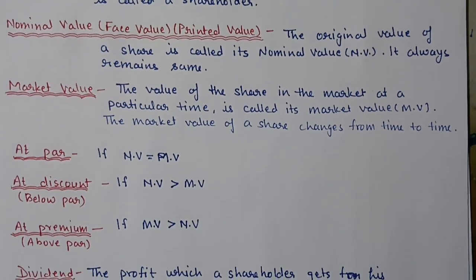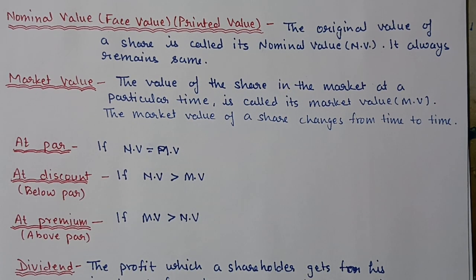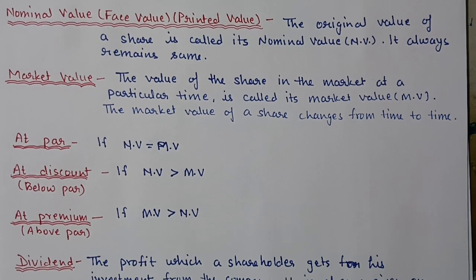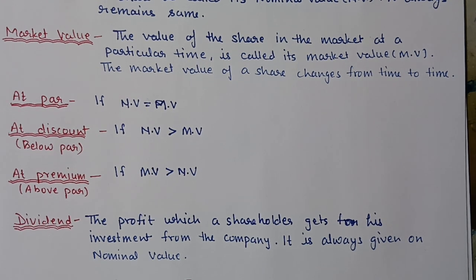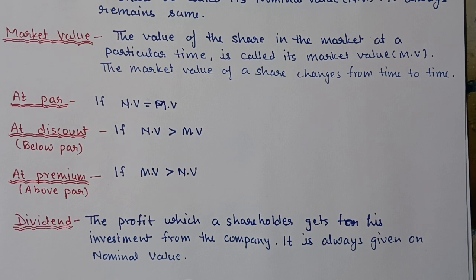Next, we have the terms at par, at discount or at premium. If the market value and nominal value are the same, then we will call the share at par. If the nominal value is more than the market value, then we can say it is at a discount or below par. And if the market value is more than the nominal value, then we will say it is at premium or above par. Next term is dividend, the profit which a shareholder gets for his investment from the company. We will call it dividend, and it is always given on the nominal value.